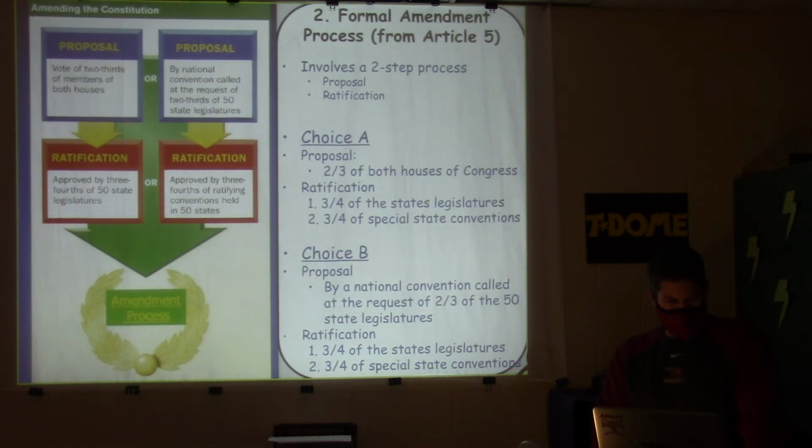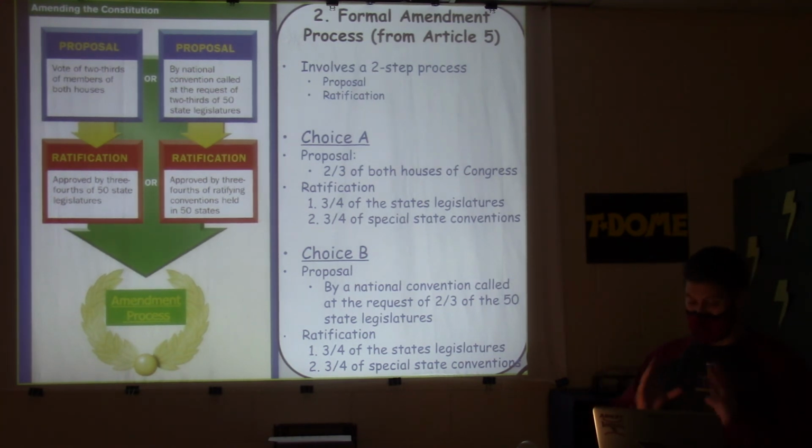All right, we've already kind of gone over this, but amending the Constitution, there's two ways to do it. So this is in Article 5 of the Constitution, the formal amendment process. So we have choice A, which is a proposal of 2/3 of both houses of Congress, and then ratification, which is just approving it. One, you'd need 3/4 of the state legislatures, or two, you need 3/4 of special state conventions. And then we have choice B, which is a proposal by a national convention called at the request of 2/3 of the 50 state legislatures, and then ratification, again, it moves to 3/4. So 3/4 of the state legislatures or 3/4 of the special state conventions.